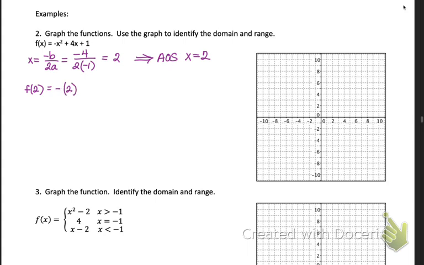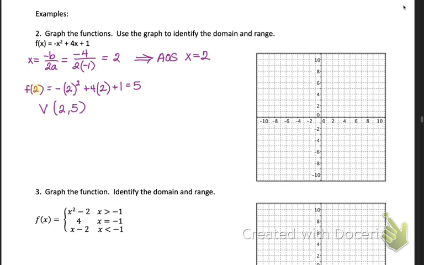and that's going to be negative 2 squared plus 4 times 2 plus 1. 2 squared is 4. The opposite is negative 4. Negative 4 plus 8 is 4 plus 1 equals 5. This tells me that my vertex is 2, 5. Again, 2 is what we plugged in. 5 is what we got out. So that's our vertex, 2, 5.